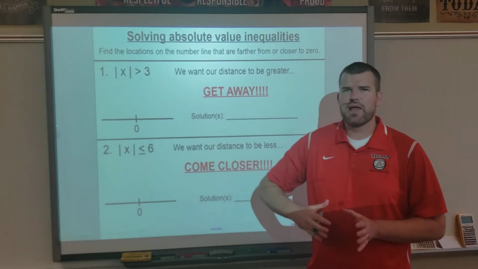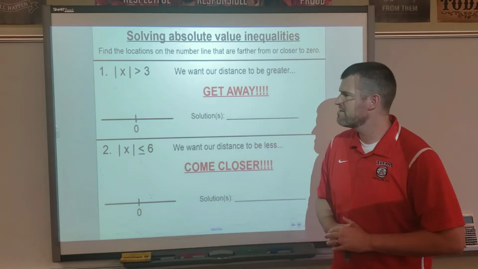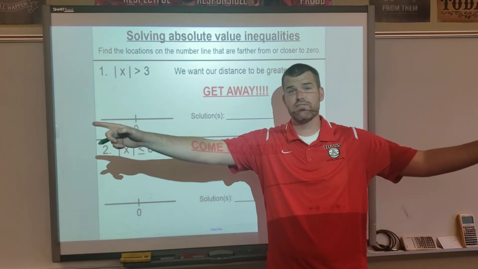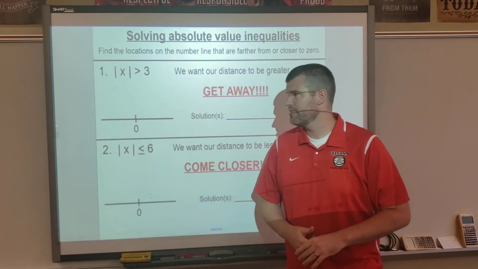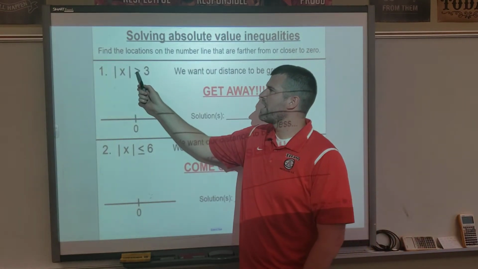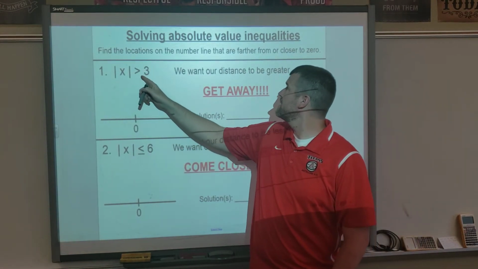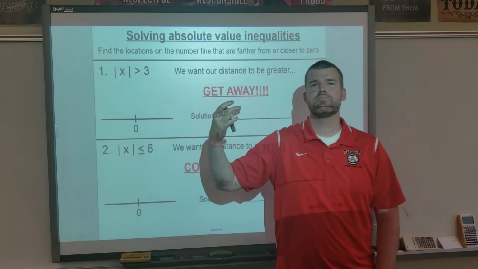Okay, so I'm going to try to explain it a little bit differently to help give you another way to process this as you determine whether your arrow should go away from the points or towards each other. So if we're doing the absolute value is greater than 3, that means that we want our distance to be greater. We want our distance to be more than 3.